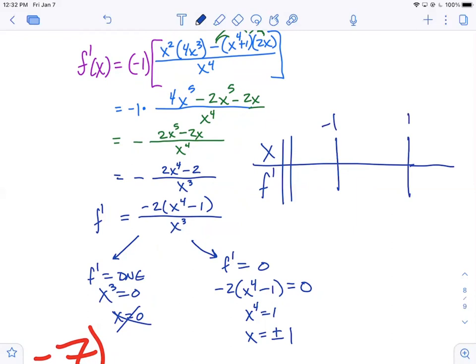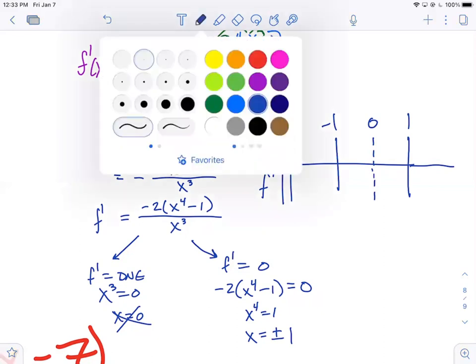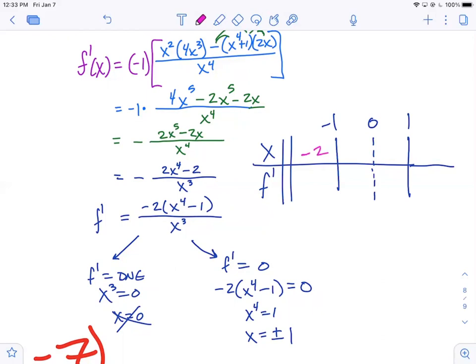We have critical value of +1. If you ever have an important value that is not in the domain, it's going to be in the chart. Put it in there as a dotted line, not as a solid line. Why? Yeah, it's a reminder to yourself that it's a VA and therefore will not be a local max or min. All right, now we pick our values like -2, +2, -0.5, +0.5.